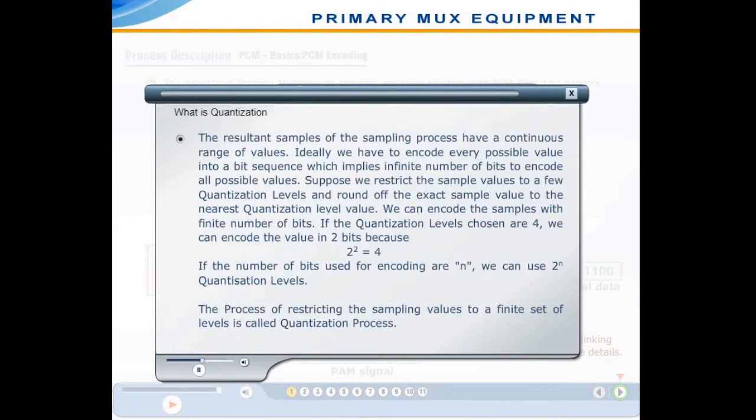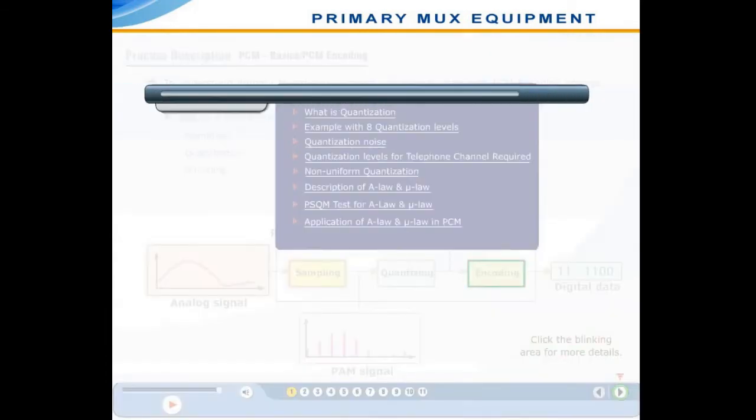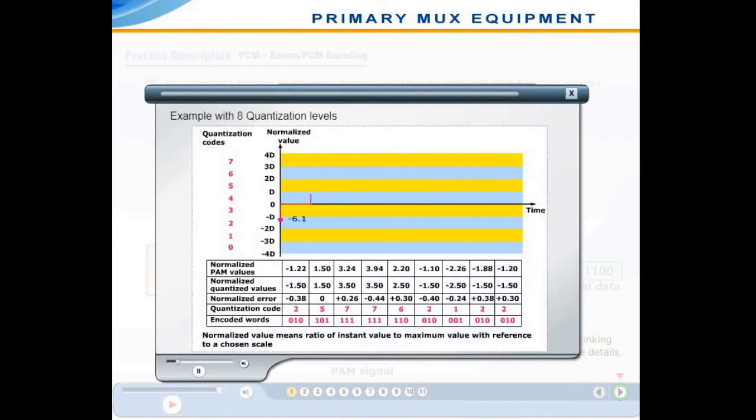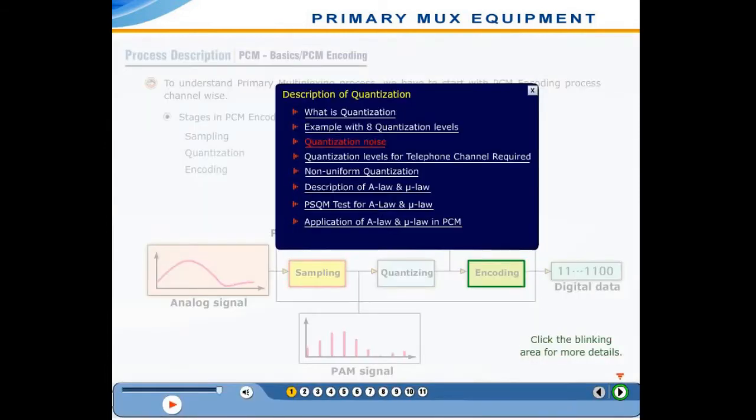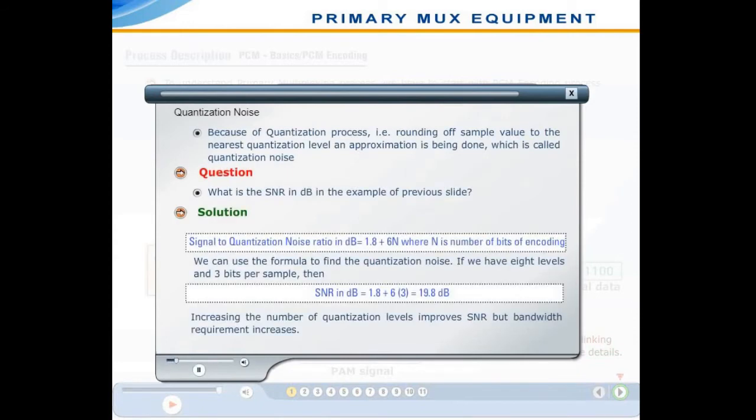Let us learn what is quantization. An example with 8 quantization levels is shown on the screen. Quantization noise. Because of quantization process, that is, rounding off sample value to the nearest quantization level, an approximation is being done, which is called quantization noise.